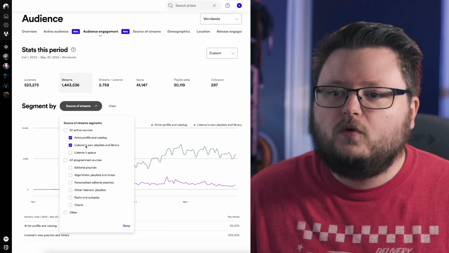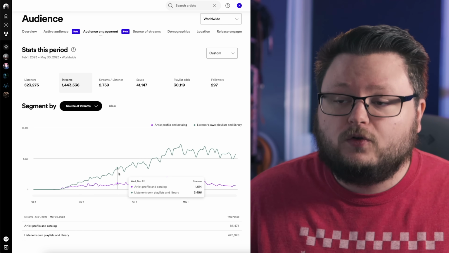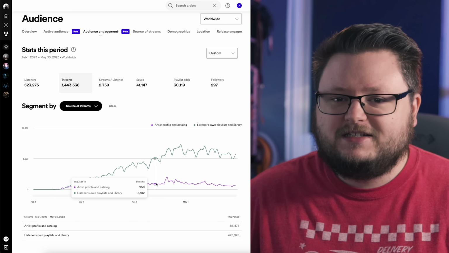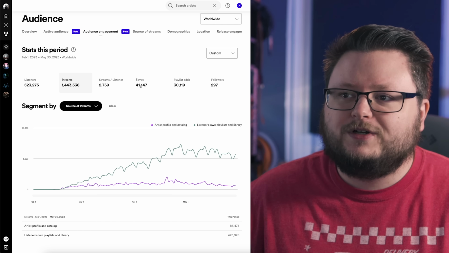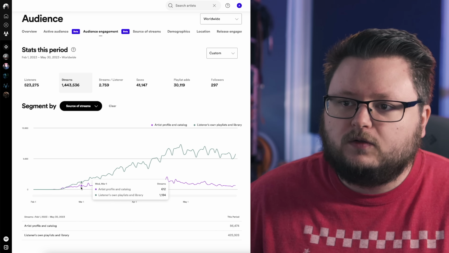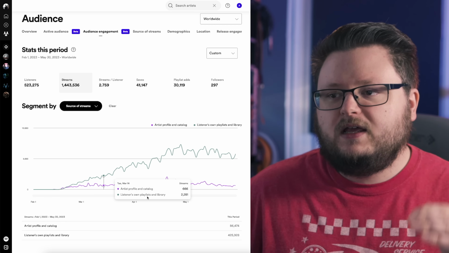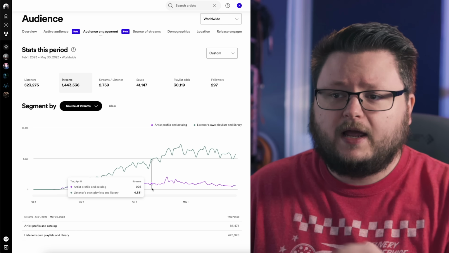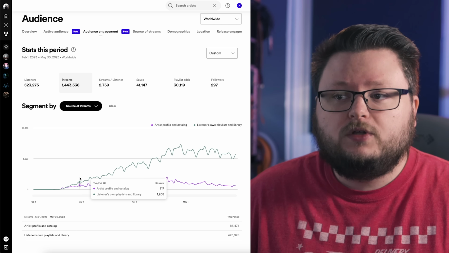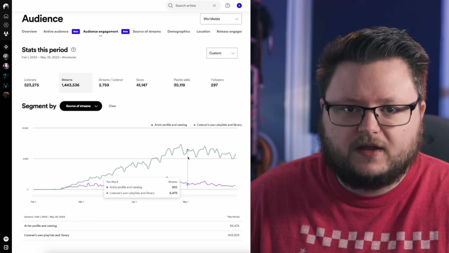But then we have listeners' own playlist and library. And this is recurring listeners. So this is still caused from these purple people here, these artist profile and catalog people. It's still directly caused from that, but these are the people who are saving the song, adding it to their playlist, and whatever, so they can come back to the song later. And you'll notice that the artist profile and catalog is pretty much directly proportional to your ad budget. But the listener's own playlist and library is not directly proportional to that, because this will keep going for years after your campaign is over.